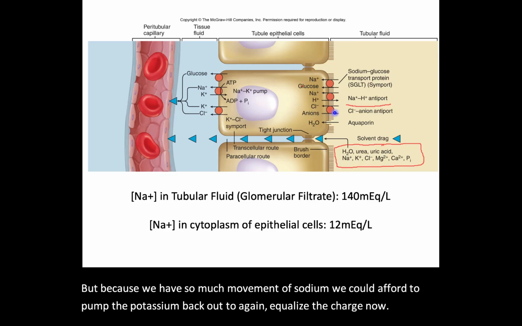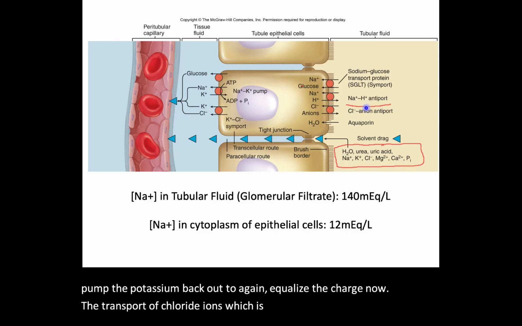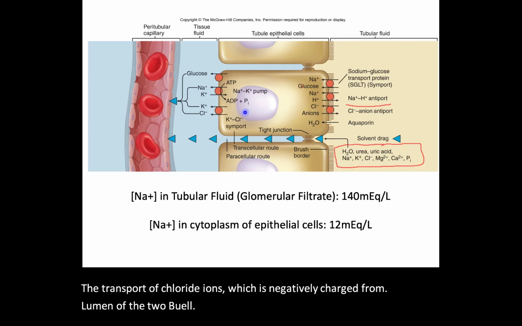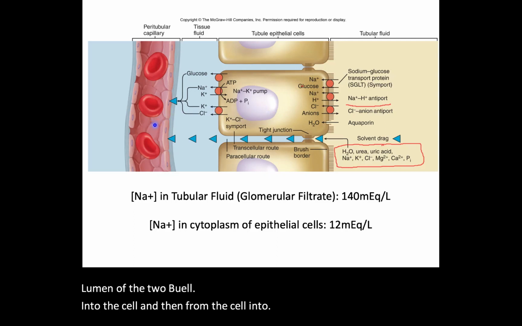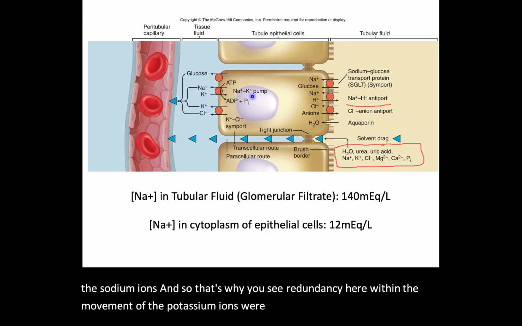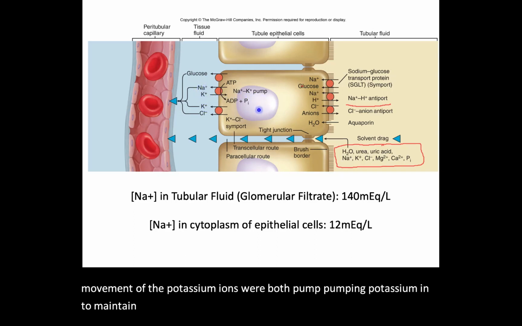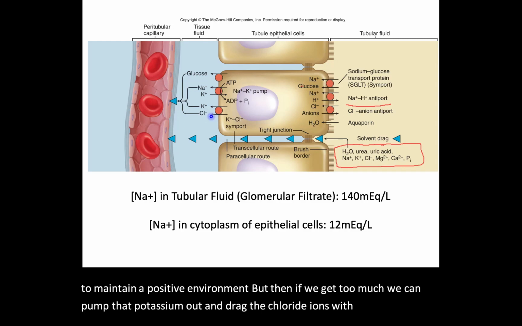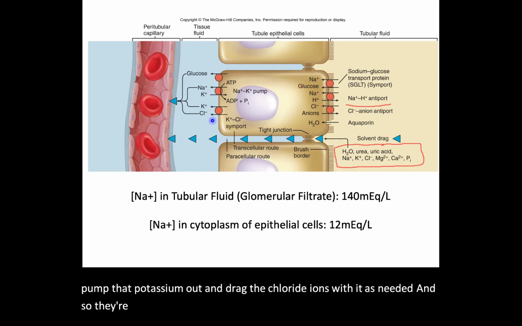Now, the transport of chloride ions, which are negatively charged, from the lumen of the tubule into the cell, and then from the cell into the capillary, is independent of, is not dependent on, the transportation of the sodium ions. And so that's why you see redundancy here within the movement of the potassium ions. We're both pumping potassium in to maintain a positive environment, but then if we get too much, we can pump that potassium out and drag the chloride ions with it as needed. And so they are two separate processes that are going on.